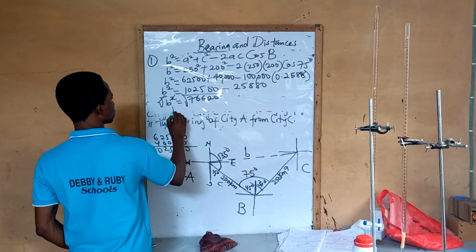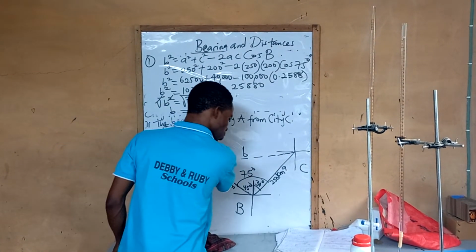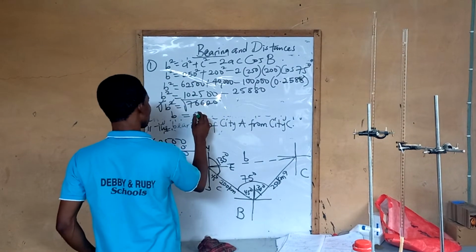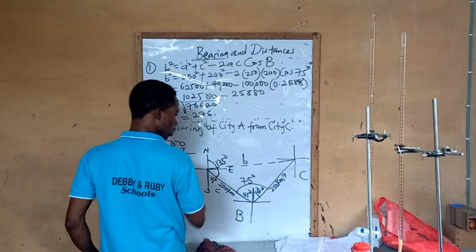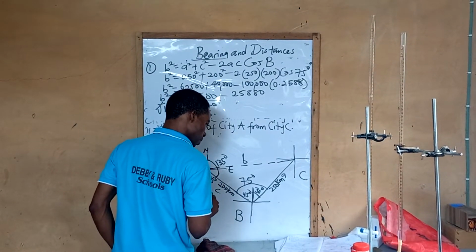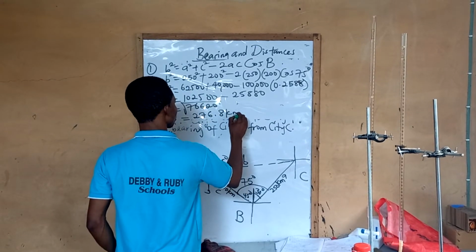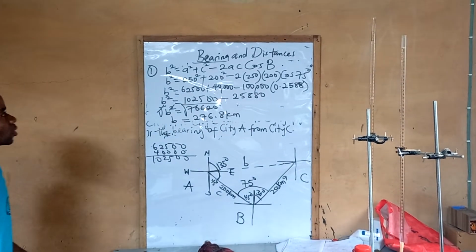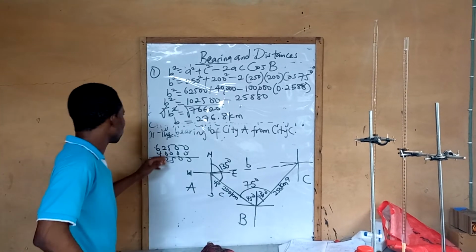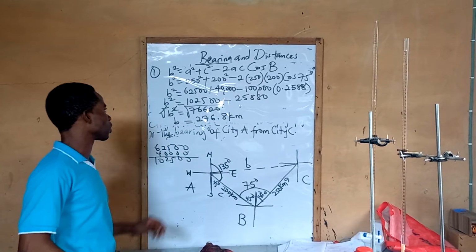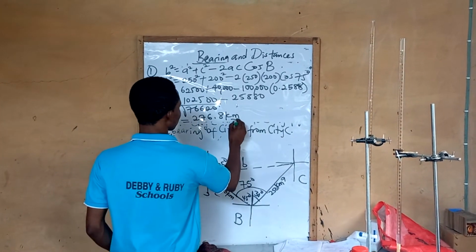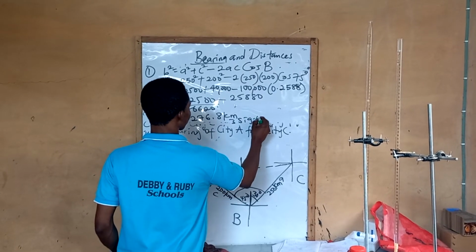So this one cancels this. The square root of 76620 is 276.8 kilometers. But don't forget, they said to 3 significant figures.